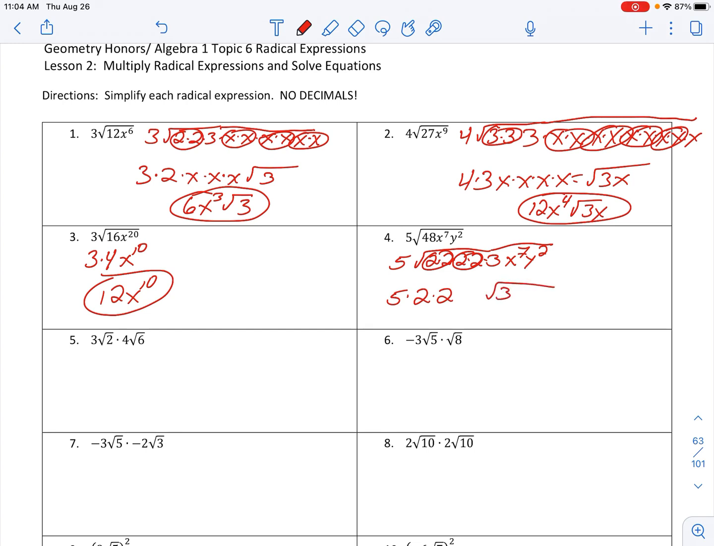Now, x to the 7th divided by 2. That is 3 with a remainder of 1. So x to the 3rd. Y squared. I got 1 pair in there, so 1 comes out, and there's going to be nothing left underneath. So what is that? 20x to the 3rd y, square root of 3x.